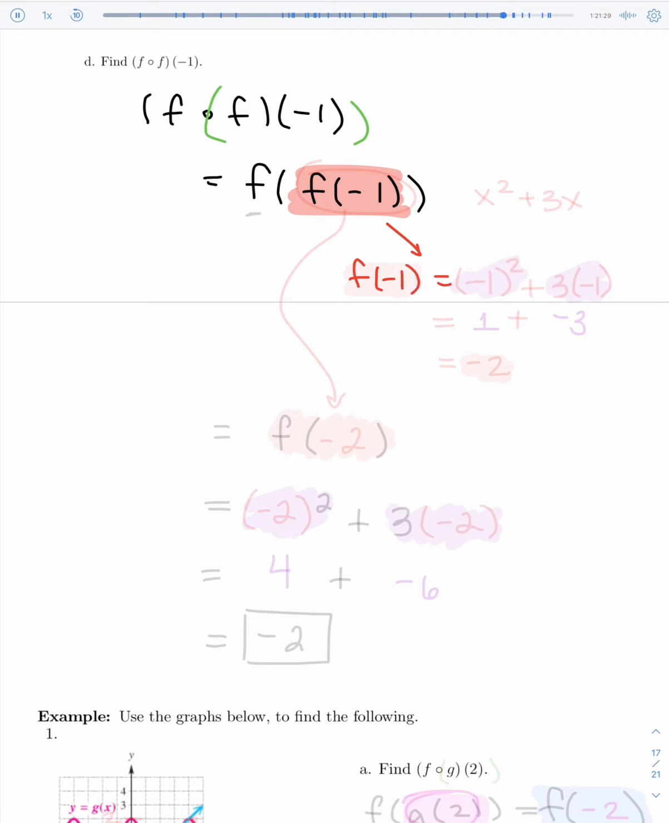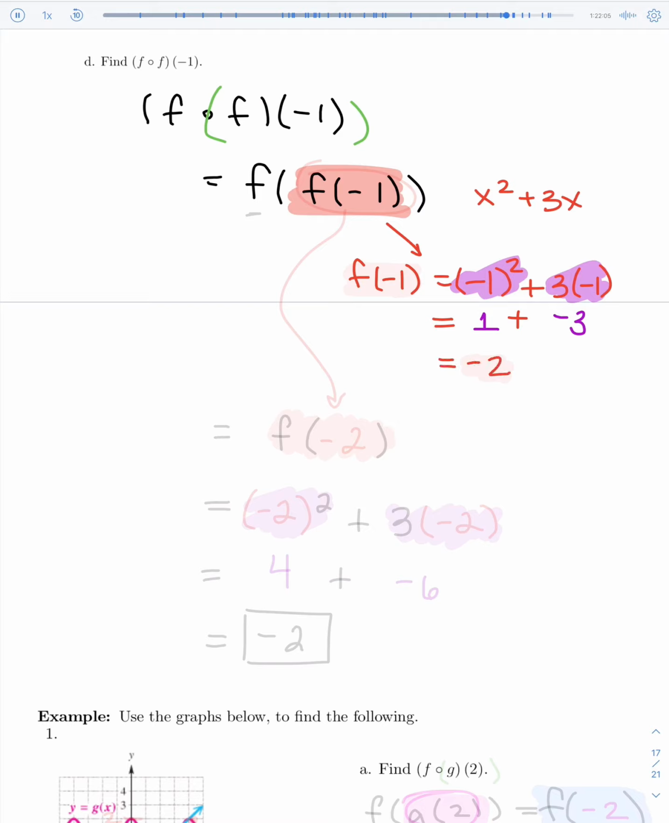Well, our f of x function was, remember, x squared plus 3x. So that means I'll have a -1 squared plus 3 times -1. So we have to follow order of operations first. So the first thing that we'd end up doing is the -1 squared, which is +1. And then we would end up doing the 3 times -1, which is -3. And as a quick reminder, we are adding, so that will get us a -2.